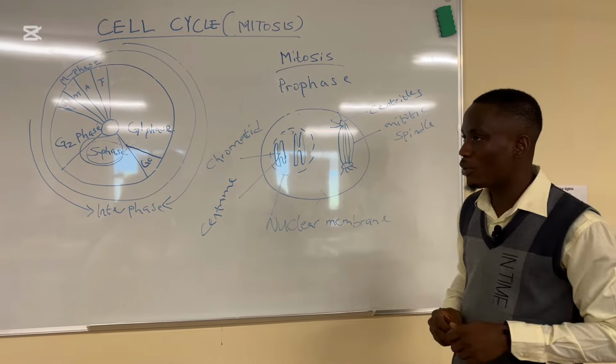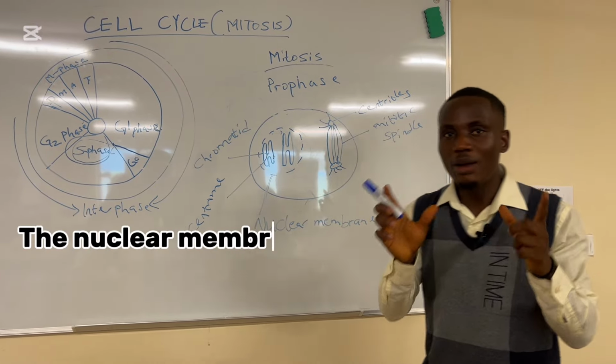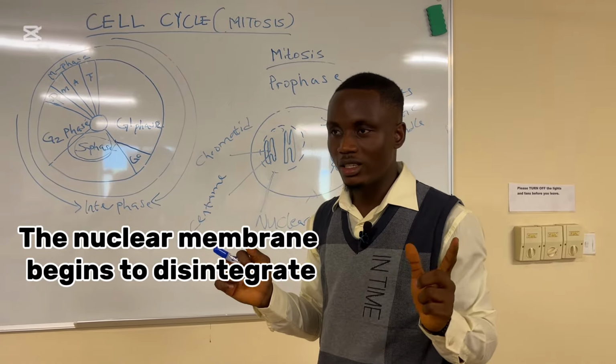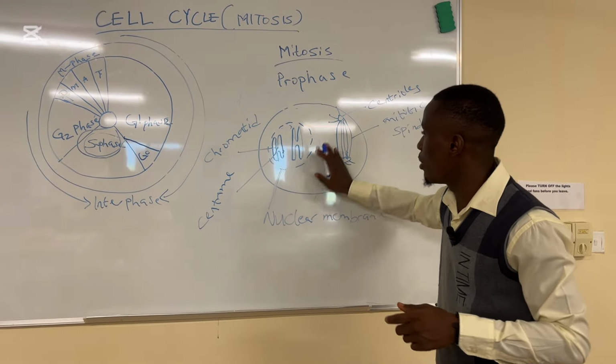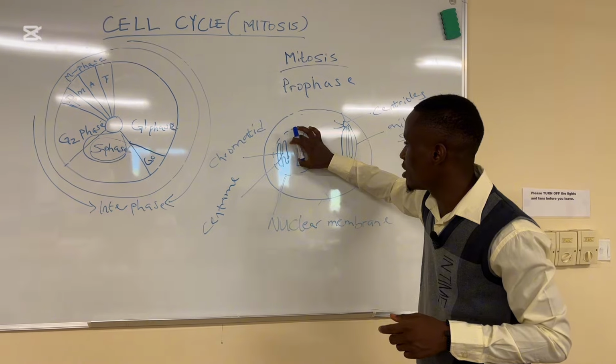The second thing that happens during prophase is that the nuclear membrane begins to disintegrate. The nuclear membrane is the membrane that covers the nucleus, the inner part of the cell.